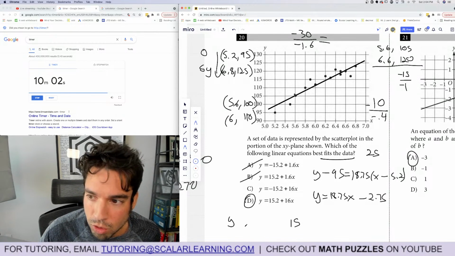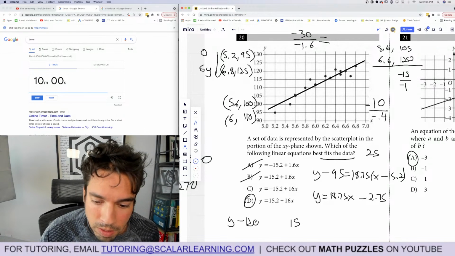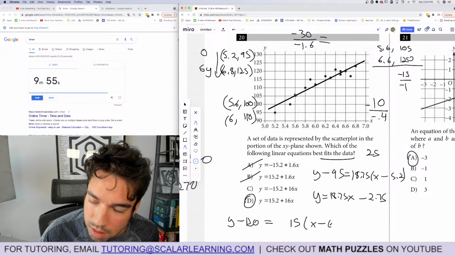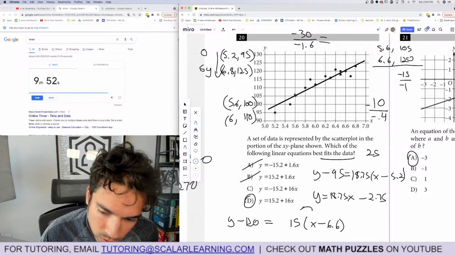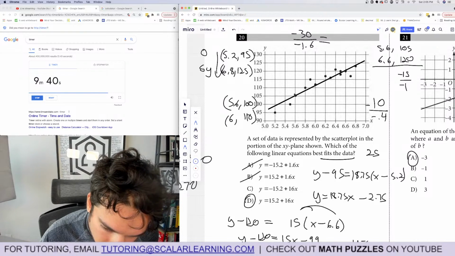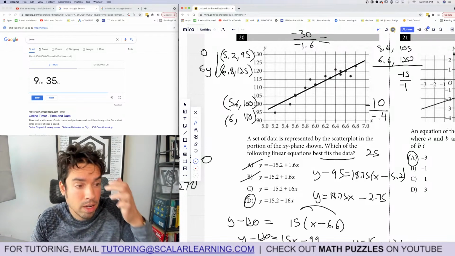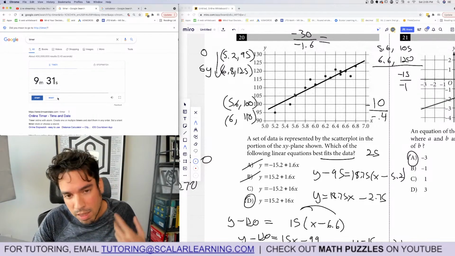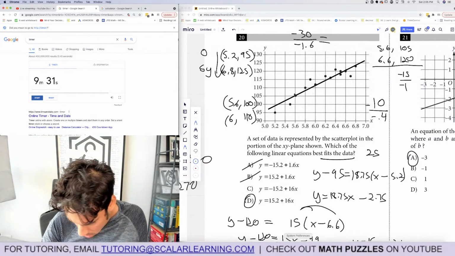So I'll just choose the second value. y minus 120 equals 15 times x minus 6.6. And then distribute. I think that's 99. So it's 15x minus 99 equals y minus 120. Then you add 120, and it's y equals 15x plus 21. So I guess D is right if I look at it that way. So what I had was, I think, correct. Again, the backup method I used was I tried to plug and chug and see what happened there.